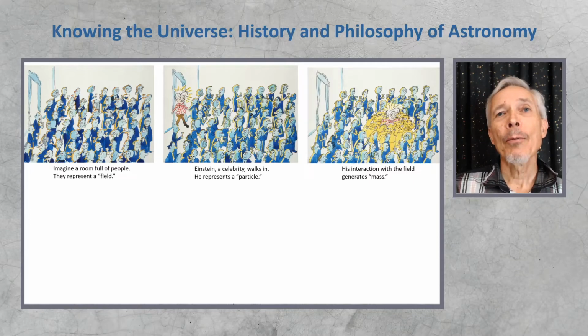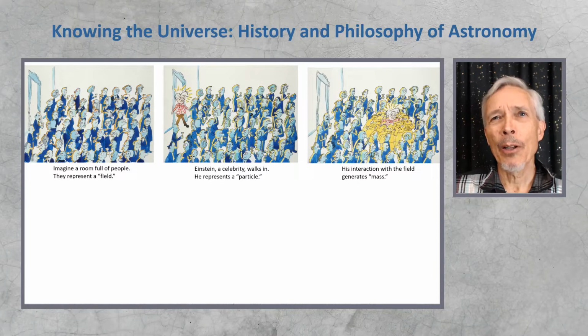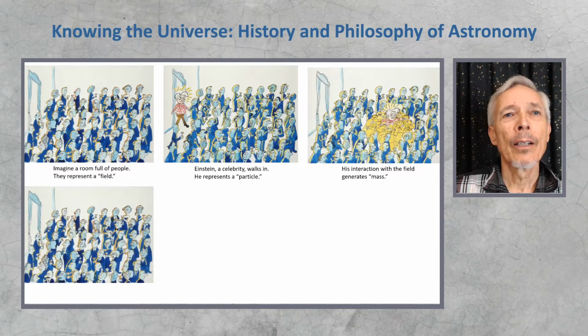His interaction with the field is what generates mass. Einstein will attract a lot of attention and be slowed down by all the people wanting to talk to him and shake his hand, so we can think of him as a massive particle. Somebody who nobody wanted to know and wasn't very good looking might just walk through the room almost without notice, and so they'd be a low mass particle. So you see the analogy.